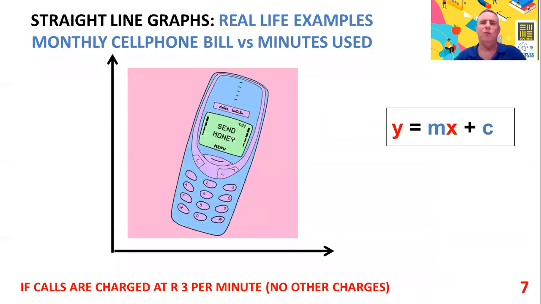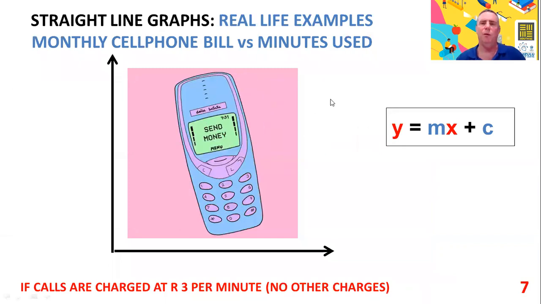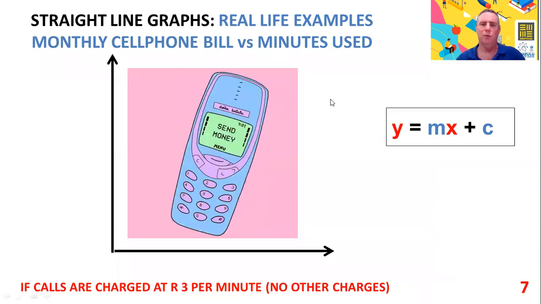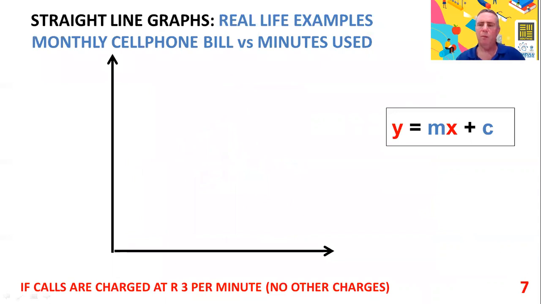So let's look at an example of a monthly cell phone bill versus minutes used. We're still busy on page 7, but the red page number will tell you that you don't have this in your books. In fact, we're going to do an exercise, so please get some paper so you can write down what is here. So how would you draw a graph of monthly cell phone bill versus minutes used if the calls were charged at 3 Rand per minute and there were no other charges? Well, we have a title for our graph.